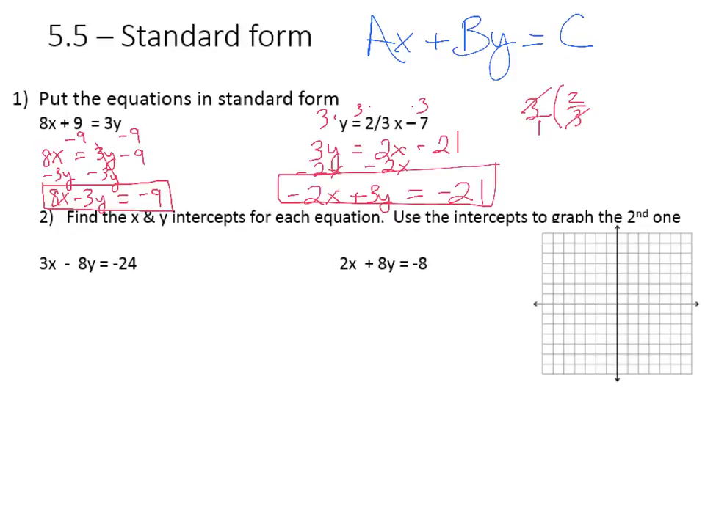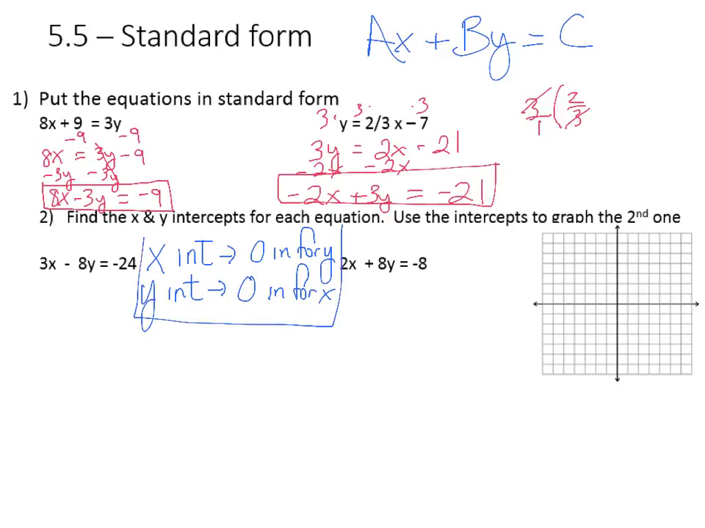One of the reasons we use standard form is because it's really easy to find the x and the y intercepts. Remember, to find the x-intercept, you put 0 in for y. To find the y-intercept, you put 0 in for the x. Let's try it on these two.